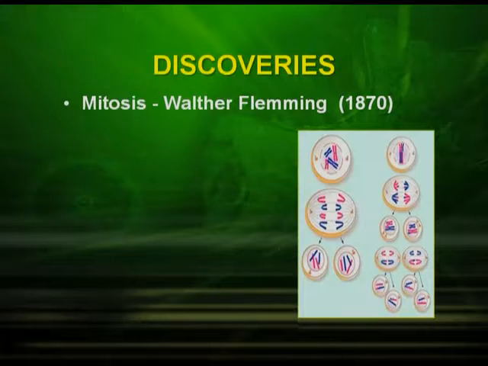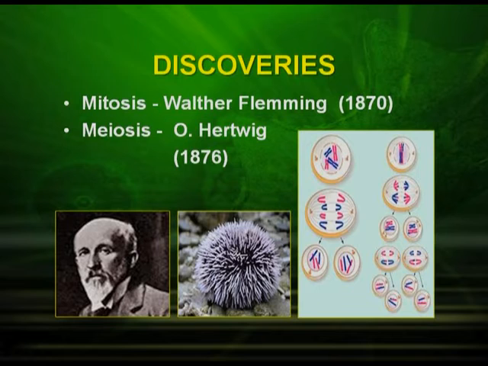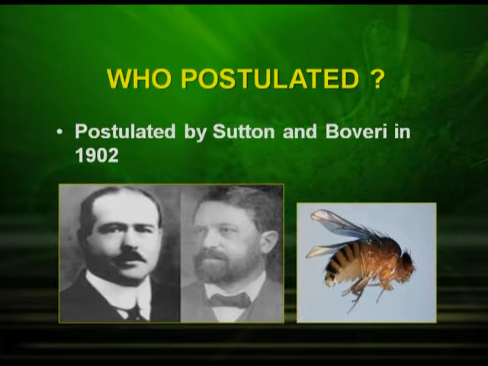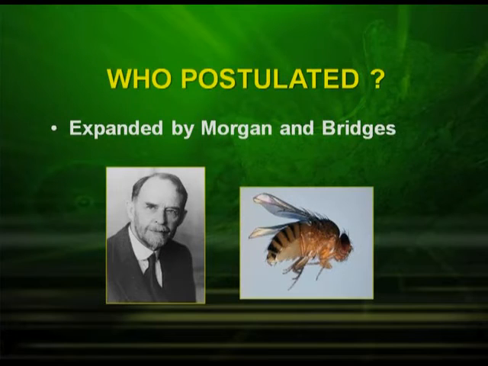To answer this question, let us go back to the discovery of cell division, mitosis and meiosis. Mitosis was discovered by Walter Fleming in 1870 and meiosis by O. Hertwig in 1876 in sea urchin. At the same time, in 1900, Mendelian inheritance was rediscovered, and people were surprised at how we could relate the chromosome with genes. At that time, in 1902, Sutton and Boveri postulated the chromosomal theory of inheritance. Later, it was expanded by Morgan and Bridges.